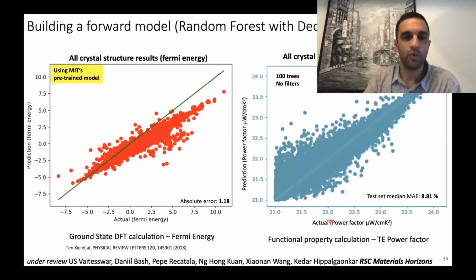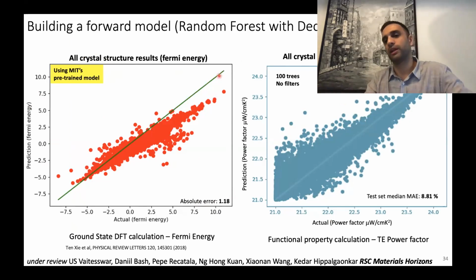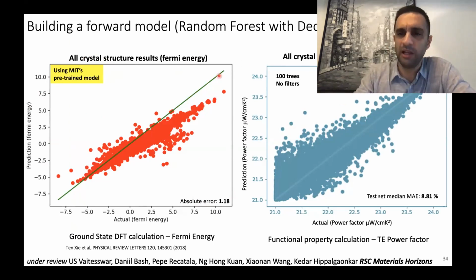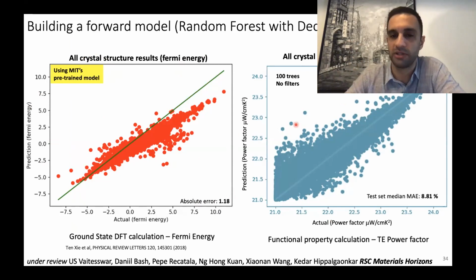So what you see here is that MIT's pre-trained model, this is Jeff Grossman's lab, gives you a very good error, this should be 1.18%, for the ground state property. And when we actually use a random forest model, an ensemble learning technique, that performs better than any of the neural network techniques. And this is actually reasonably common in science. These tree-based techniques work pretty well for small data sets, because we're not looking at a million images. You're looking at about 10,000 to 20,000 compounds in this case.